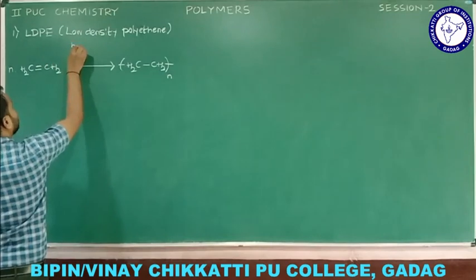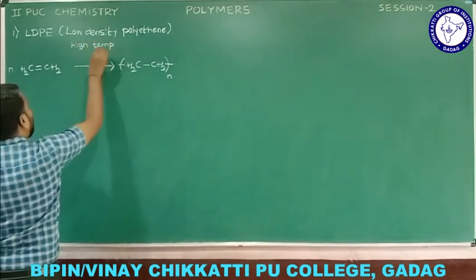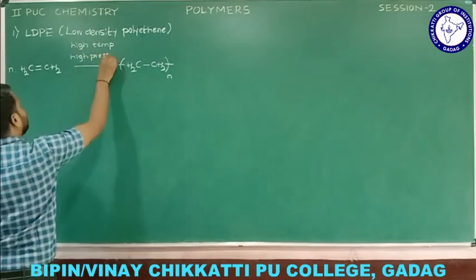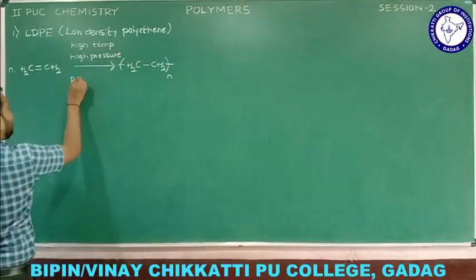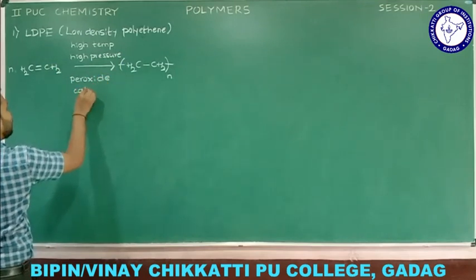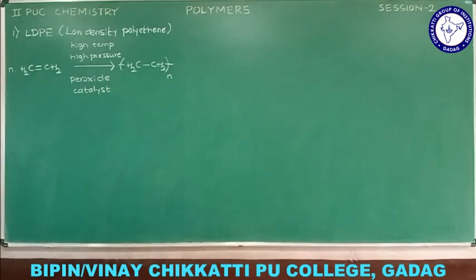And what are those conditions? You have to maintain high temperature and high pressure. These are the conditions you are supposed to maintain. And we are supposed to add a catalyst, which is any peroxide catalyst. That may be hydrogen peroxide or benzoyl peroxide, any peroxide you consider, and that will act as a catalyst, and the conditions are high temperature and high pressure.